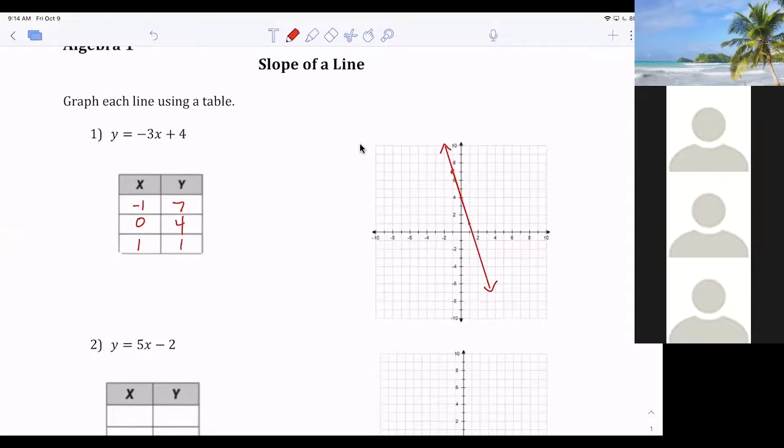I know you just got your calculator, but you were supposed to do that last night. Can you type -3x plus 4 in? Yeah. Then you hit graph. Graph is in the top right.